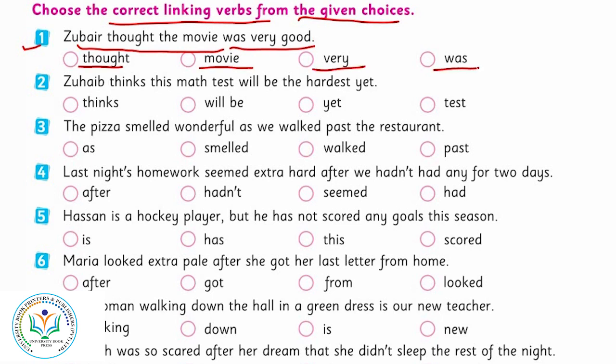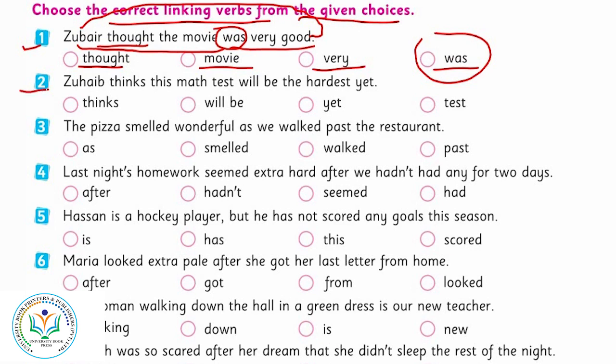Yes, we have discussed it. It's very obvious that "was" is a linking verb here. Thought is a main verb here. Zubair thought the movie was very good. So, it is connecting the noun and the adjective. Good is an adjective, a quality here. The "was" is the linking verb and it is connecting both the noun and the adjective with one another.